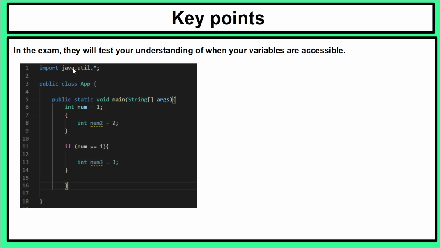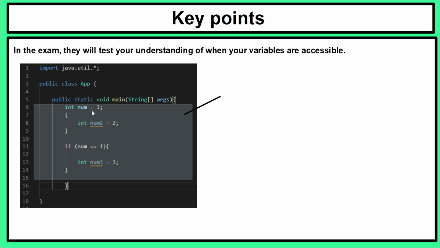So if we imagine we have some code here and we have a main method. Inside our main method we've created an additional block of code. These curly brackets allow us to create some additional scope within our code. And then we also have an if statement here. We've created 3 variables, and you need to understand the scope of each of those variables.